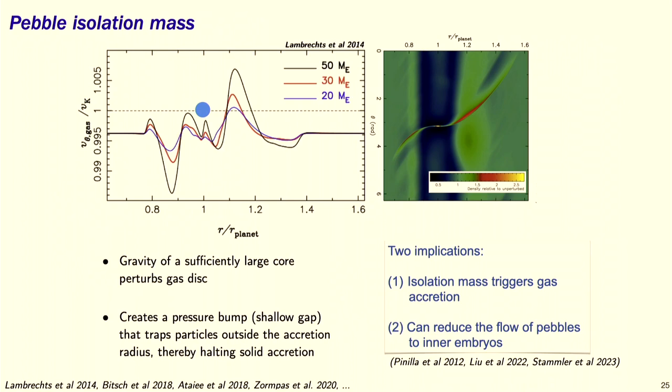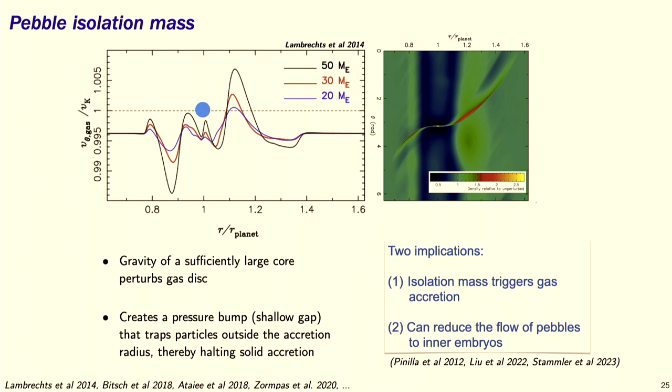This process of accreting pebbles does stall at some point, and the physical mechanism is explained here. As a planet grows in mass, so these are the different lines in here, you perturb the orbit outside of the planet with a very shallow gap, which is illustrated here. So here's the planet. You form a very, very shallow gap. And this perturbation basically pushes the gas so that it becomes comparable to the Keplerian velocity.